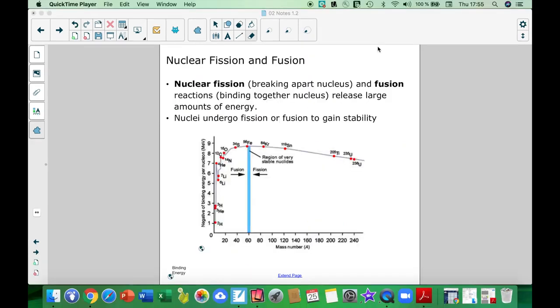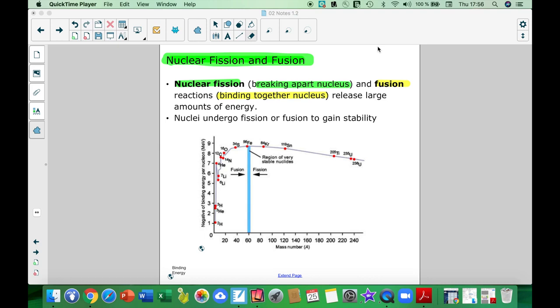The last section of this set of notes is on nuclear fission and fusion, which are very popular topics in the news and in general. So what is the difference between fission and fusion? Well, nuclear fission, as the word says, is the breaking apart of a nucleus of an atom. And nuclear fusion is the binding together of nuclei.